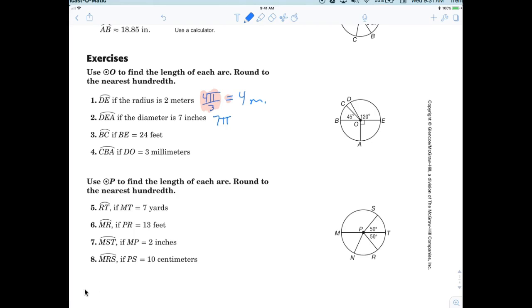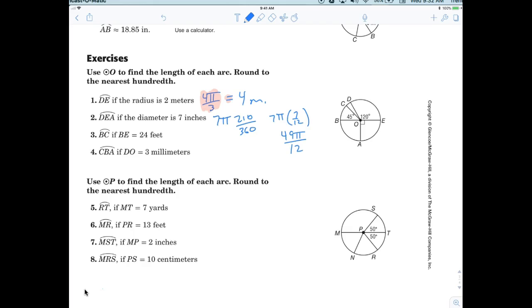I'm not going all the way around. I'm looking at DEA, which is how much? 210, right? So we could do 210 over what? 360. And obviously that would reduce down to 7/12. 7 pi times 7/12. So the answer works out to be 49 pi over 12. Trust me, that's how I want the answer. 49 pi over 12. I don't want a decimal. Any issues or concerns with that?